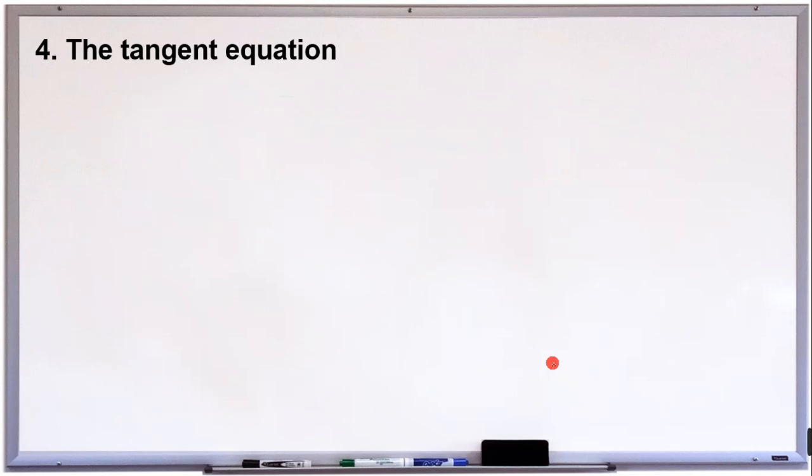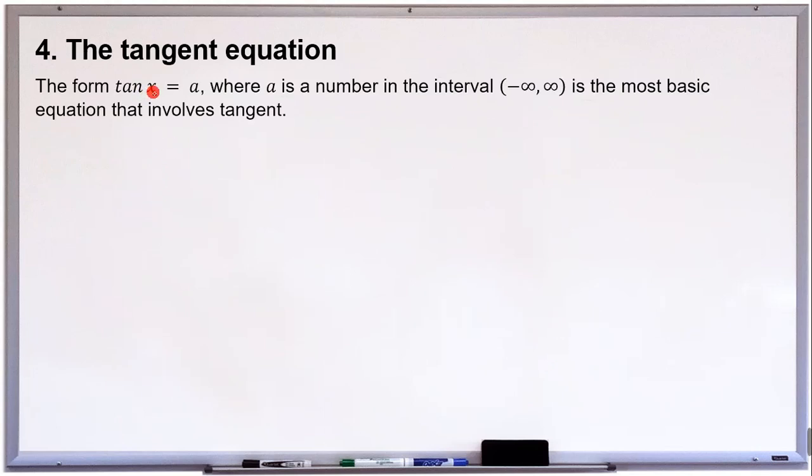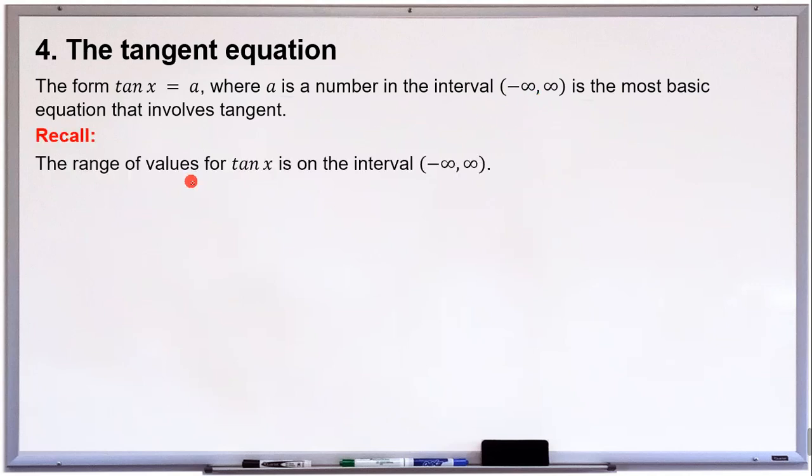Next, we'll proceed to the tangent equation. So the form tan x equals a, where a is a number in the interval negative infinity to positive infinity, is the most basic equation that involves tangent. Now, unlike sine and cosine, the range of values for tan x goes from negative infinity to positive infinity. We can also see this from the graph of our tangent later. So recall, the range of values for tangent is from negative infinity to positive infinity. And then the period for tan x is equal to pi, not 2 pi. We can see this from the graph of the tangent function.